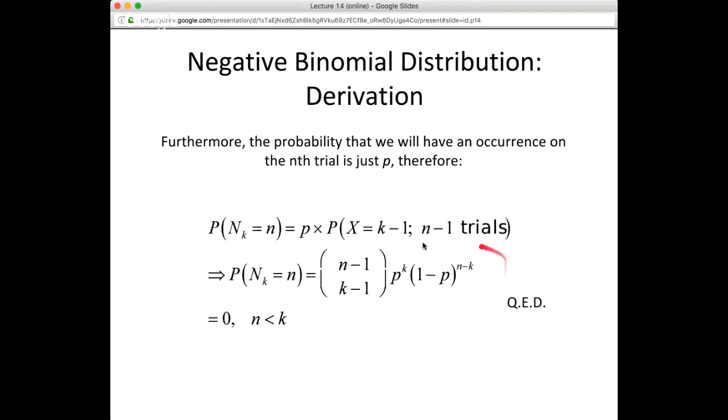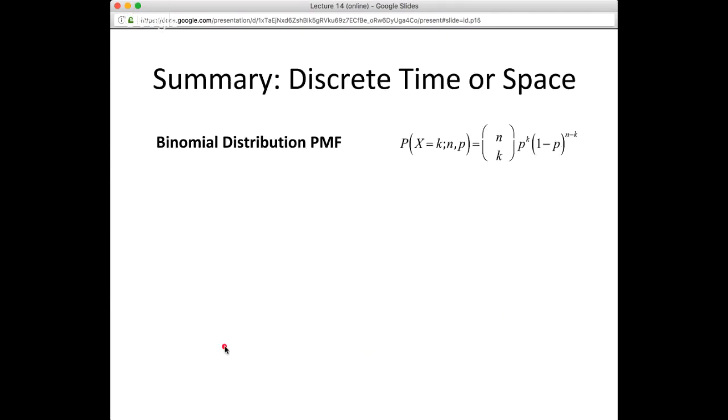So again, if we wanted to estimate the probability associated with the kth event occurring after n trials, this is how we would compute that estimate. Okay, so let's just quickly summarize where we've been, and then that'll set up where we're going. So we have the binomial distribution PMF, which looks like this. Again, looking at a random variable for the number of occurrences in n trials given the probability p per trial.